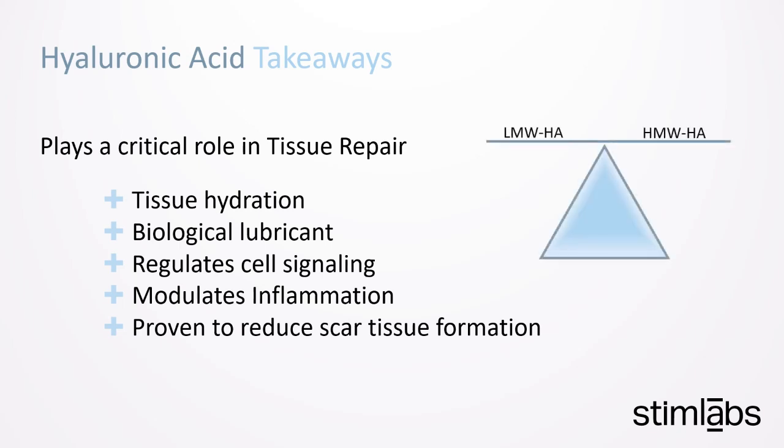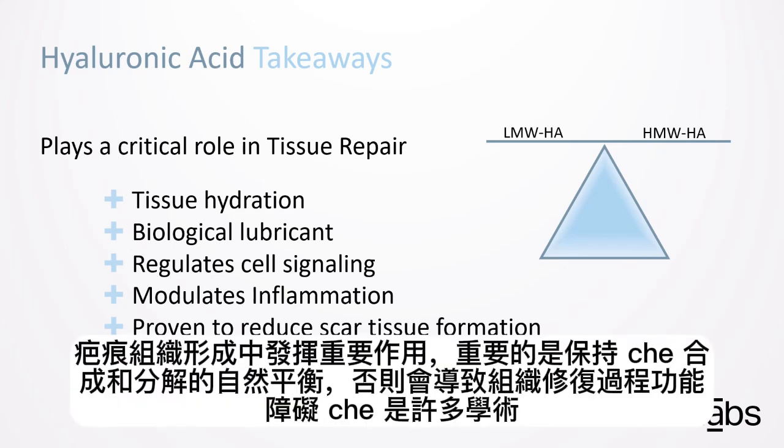It is important that the natural balance of HA synthesis and breakdown is maintained. When it isn't, it can contribute to dysfunction in the tissue repair process. HA is the subject of much academic and clinical research as a treatment option for chronic pathologies, and may be sourced from places like rooster comb and amniotic tissues.